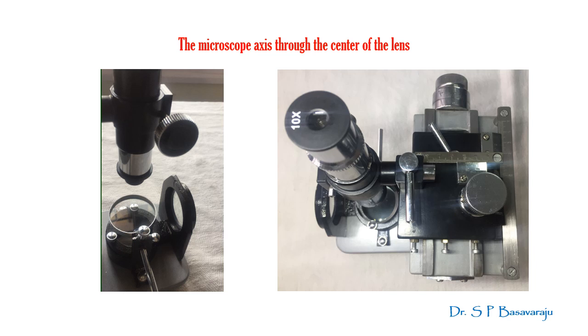This is a very critical requirement. If the axis happens to lie far away from the center of the lens, then you will miss to see the rings despite proper focusing. It's because the microscope's view is along the axis.